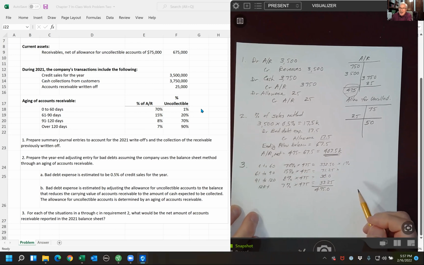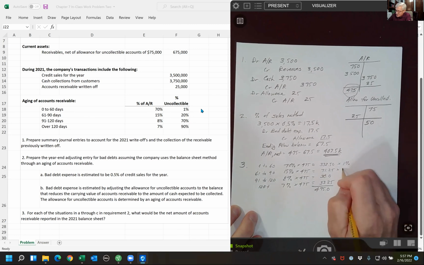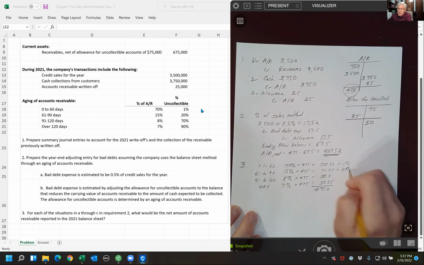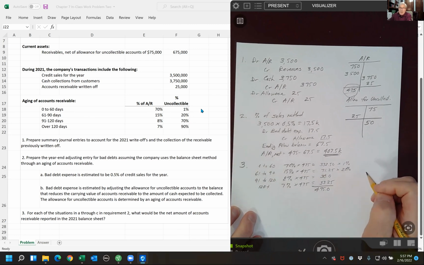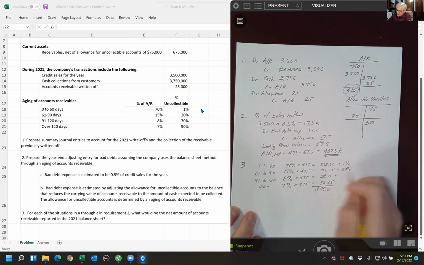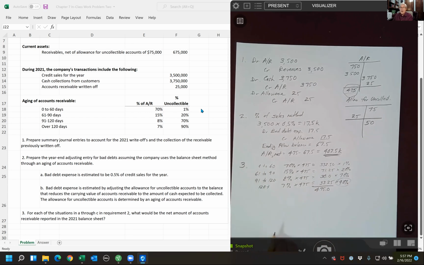So very low. We believe that 99% of these are going to be collected. They're current right now. These are slowing down. 20% still may not be collected. If we get out here, it's at 91 to 120. That's 70% and 90% of these are considered uncollectible. That's more typically what I see.